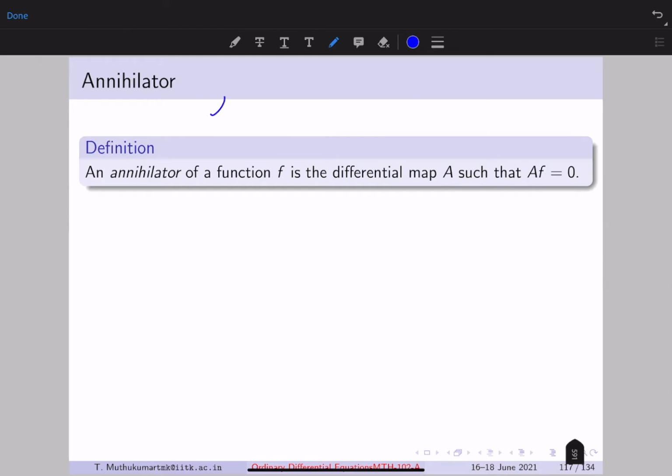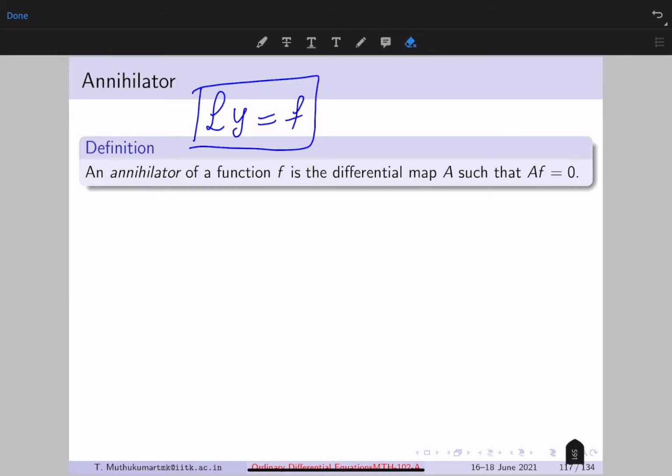So what did we say? I want to find one solution yp such that Lyp equals f, or in general, let's say we want to solve Ly equals f, which is the non-homogeneous equation, okay? So for the non-homogeneous equation, this is what we want to solve.